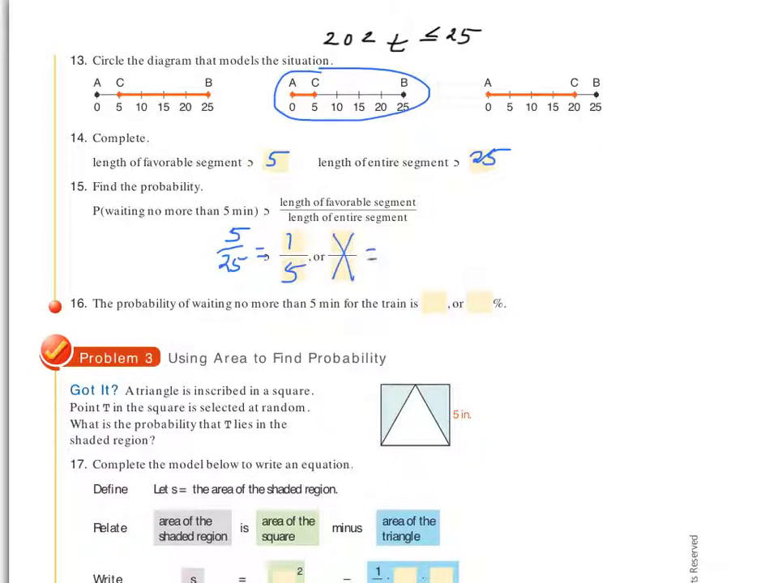So if they wanted it in terms of decimal, what's 1/5 as a decimal? 0.20. I'm going to put that there for chuckle's sake. And then if I convert it to a percent, I'm going to move that decimal 2 places to the right, and I would have 20%. So therefore, the probability of waiting no more than 5 minutes for the train is 0.2 or 20%.